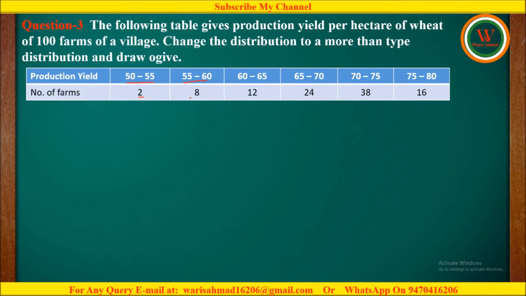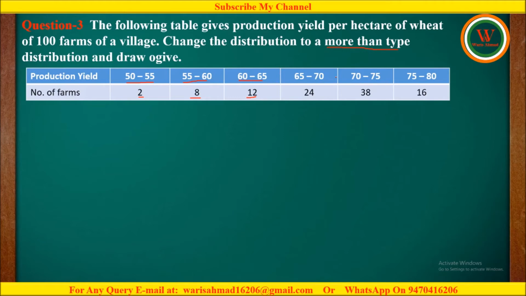55 to 60, number of farms is 8. 60 to 65, number of farms is 12, and so on. On the basis of this given data, first of all, we have to change this distribution to a more than type distribution. So let us see how to convert it into the more than type distribution.